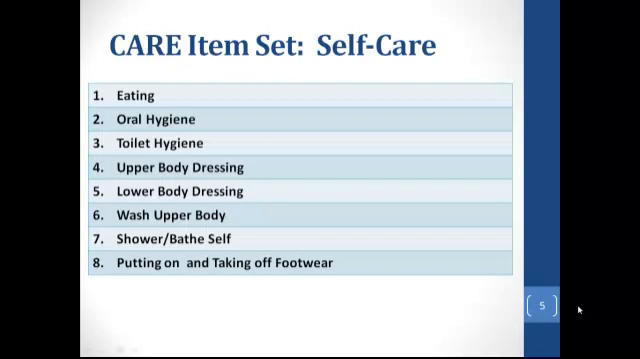You see on this slide and on page 5 of your training manual the list of items that make up the CARE item self-care set: eating, oral hygiene, toilet hygiene, upper body dressing, lower body dressing, washing the upper body, shower or bathing self, and putting on and taking off footwear. The general format of this training will follow this. We'll have a description of the task, followed by the rating scale for the item, followed by some examples of applying the rating scale to the item. Keep in mind that there are additional clinical vignettes for each of these tasks in your manual, but we won't be going over all of those examples today.